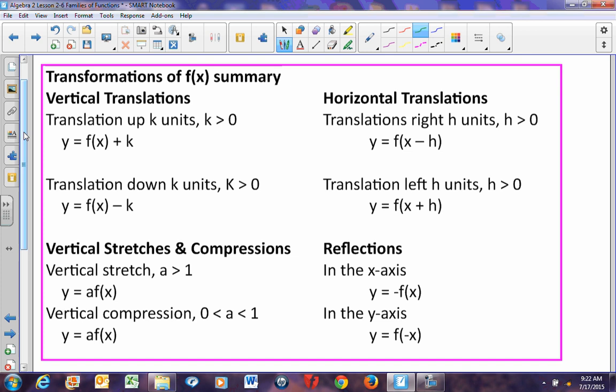A vertical transformation: if you have k being greater than 0, you're going to go up k units. Okay? If k is less than 0, oops, this should say less than 0 right there. K is less than 0, you're going to go down k units. Okay?